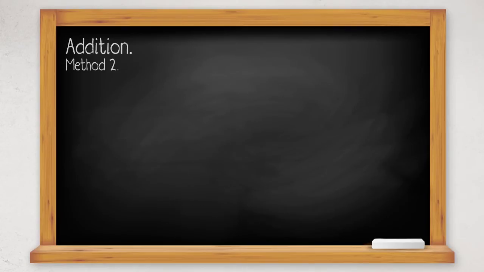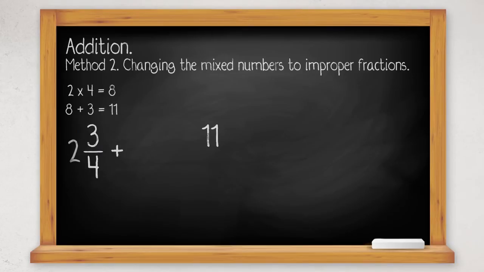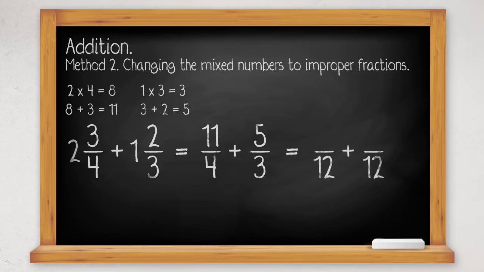Now method 2, changing the mixed numbers to improper fractions. To change 2 3/4 into a top-heavy fraction, we say 2 times 4 is 8, plus the 3 makes 11, giving 11/4. To change 1 2/3 into a top-heavy fraction, we say 1 times 3 is 3, plus the 2 is 5, giving 5/3. So now we need to find a common denominator, which is 12, since 4 and 3 both divide into 12 exactly.